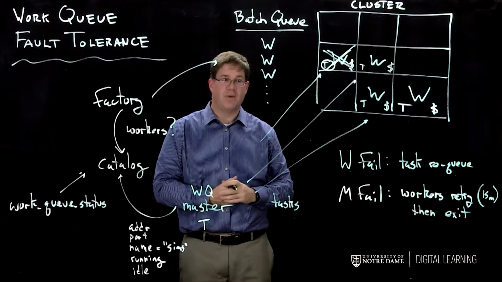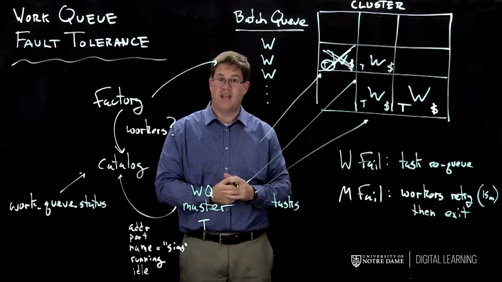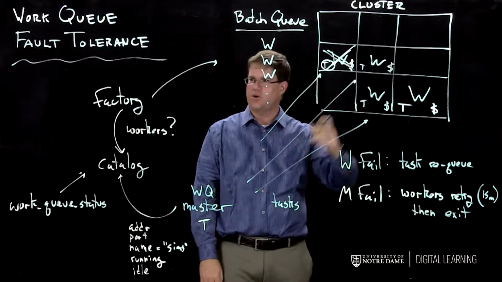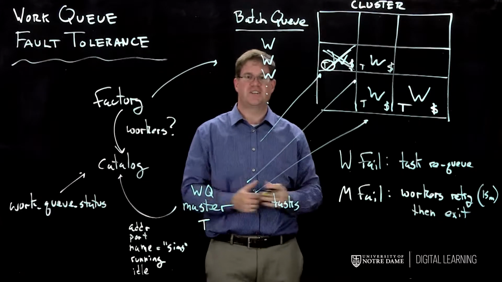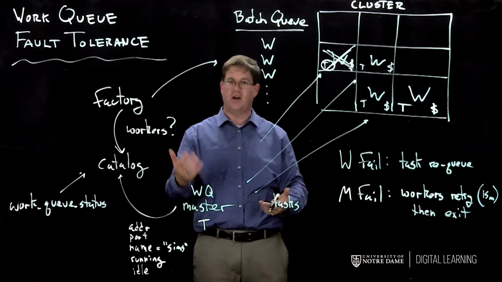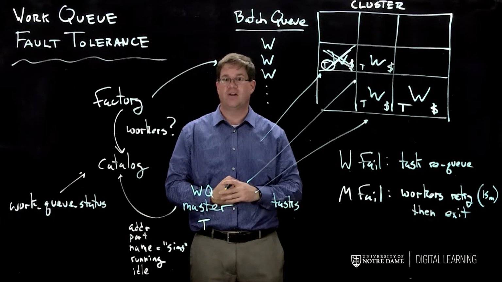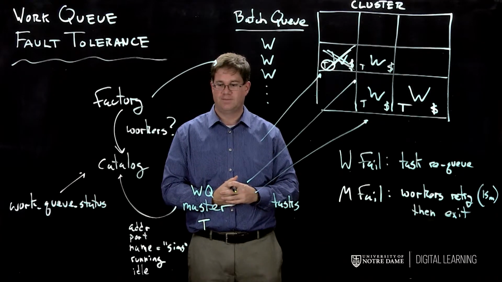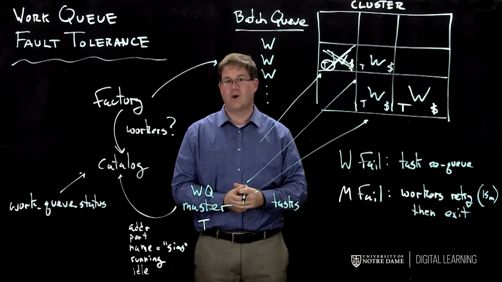The other nice property about that is that it allows you to start things in any order. So we're often asked, should I start the master first, or should I start the worker first, or the factories? Turns out it doesn't matter, because whichever one you start first, if it detects that the other one isn't there, it will retry for a while until it either makes a connection or it times out. So that describes the fault tolerance properties of WorkQueue.